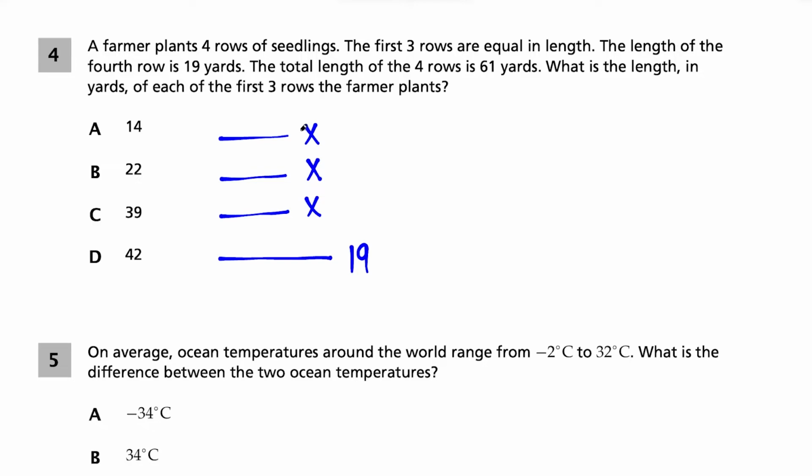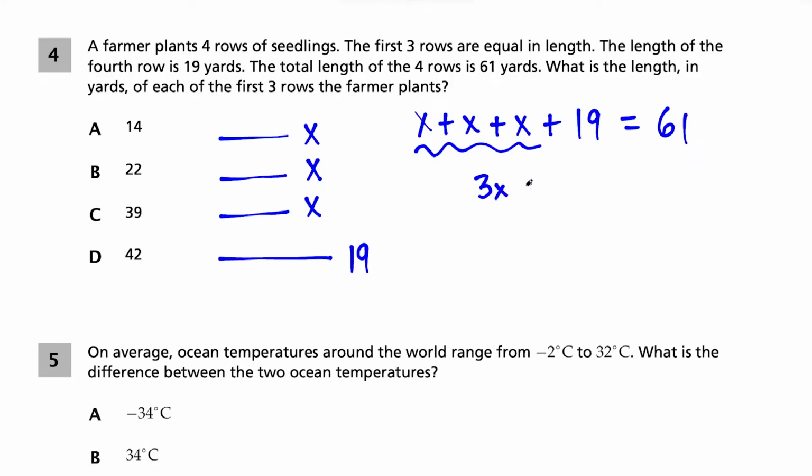And now if I want to find the total, I would add all of these up. I would do X, and then plus another X, and then the 4th row is 19 yards long, so I'm going to do plus 19. And I'm going to set this equal to 61 because we were told here that the total length of the 4 rows is 61 yards. So now we just combine like terms. X plus X plus X is 3X. And then we have plus 19 equals 61.